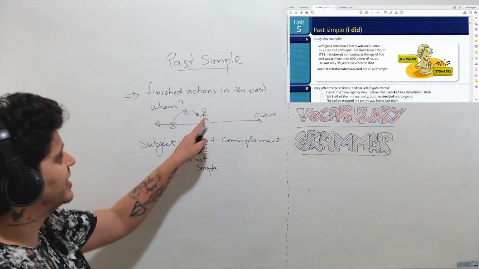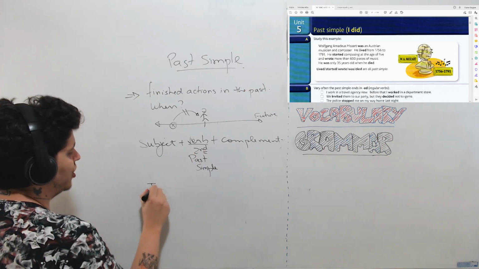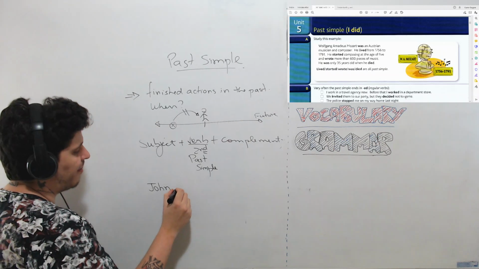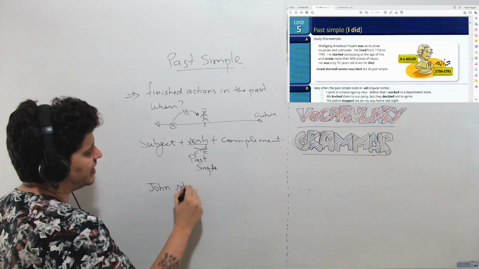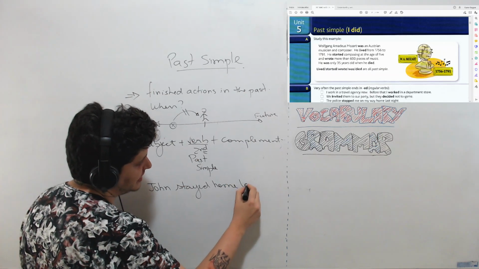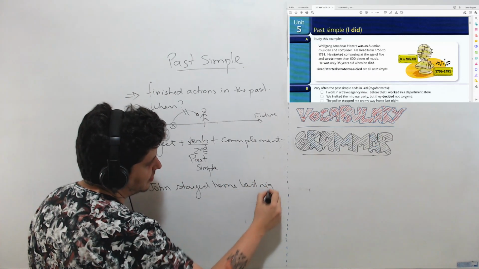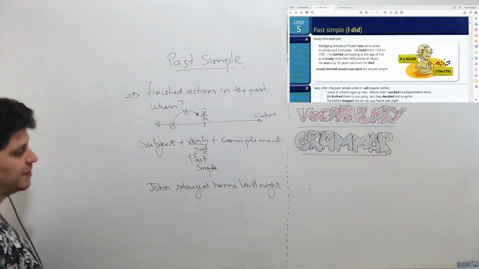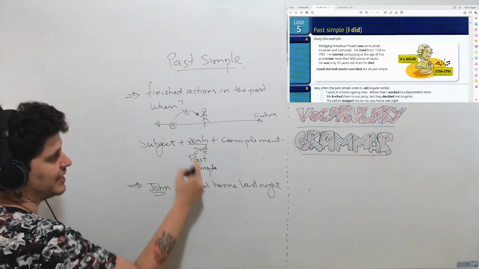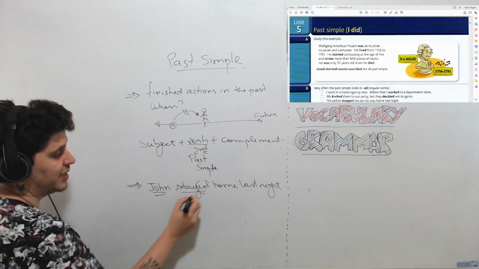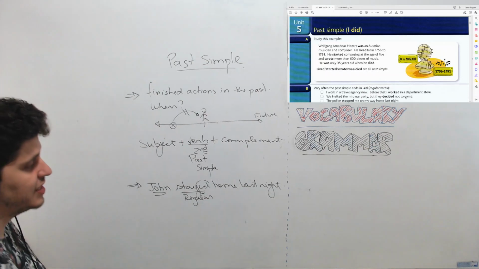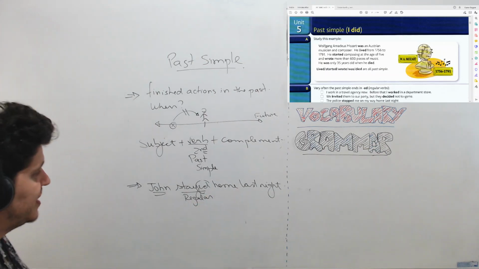So let's call this guy John, and let's say that John stayed home last night. Okay, that's a typical sentence in the past simple. John is my subject. This verb is in the second form. We know that this verb is regular. Yes? John stayed home last night. It's a quite simple sentence.